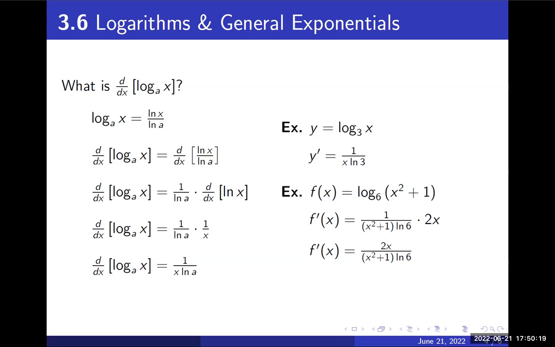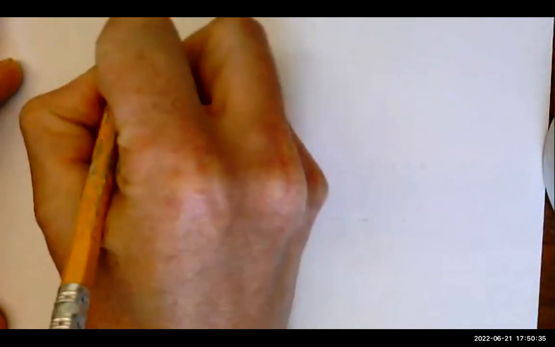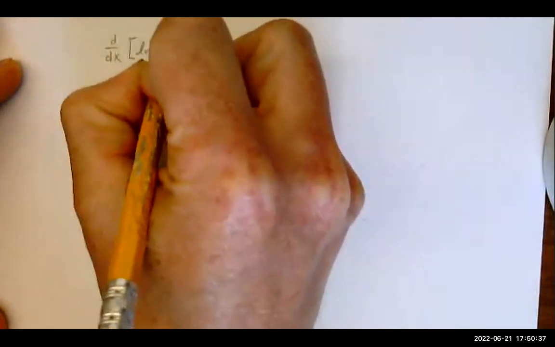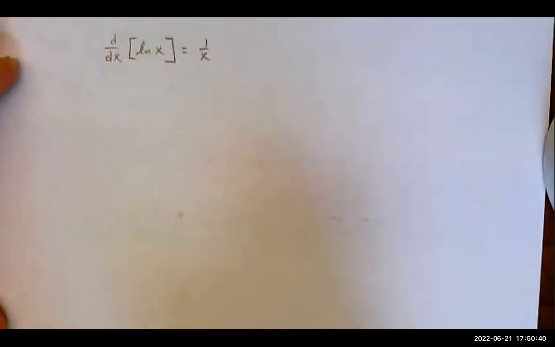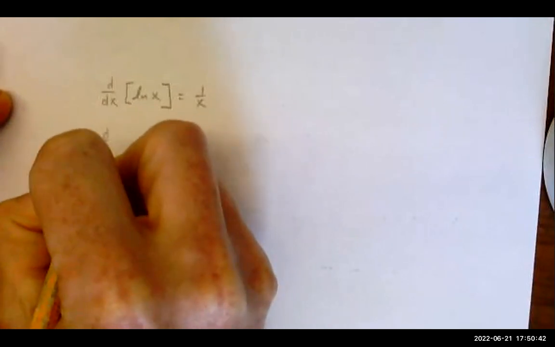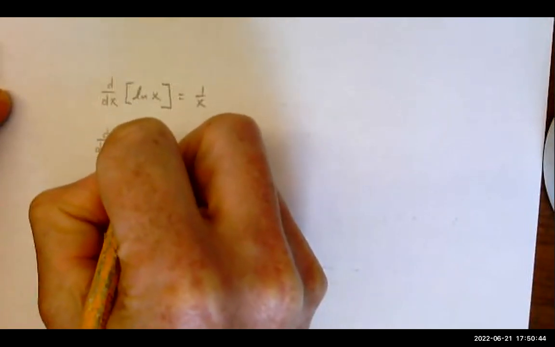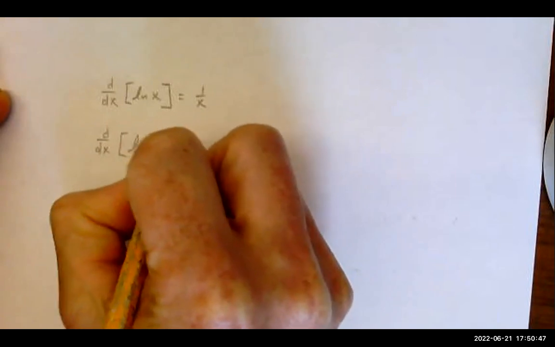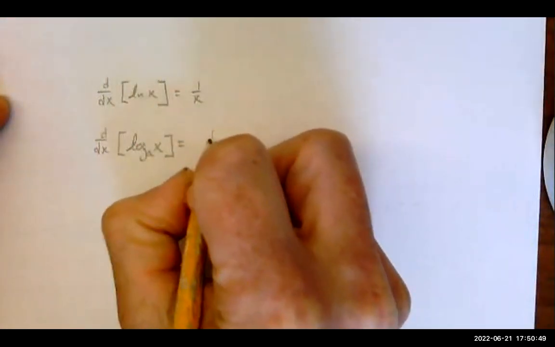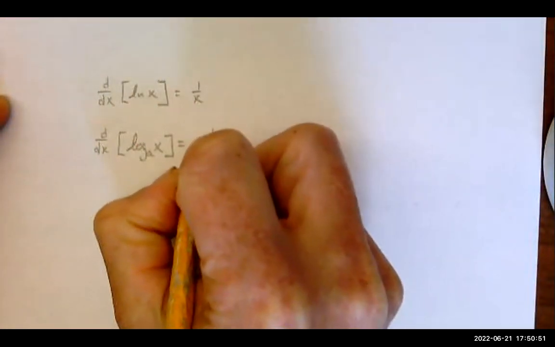Okay, one more thing I want to mention just here in this first video. Let me go over to my paper. We just learned, we kind of summarize these two rules. The derivative of natural log x equals 1 over x. And the derivative of the log of x with base a equals 1 over x natural log of a.